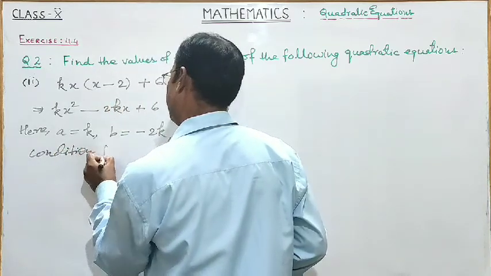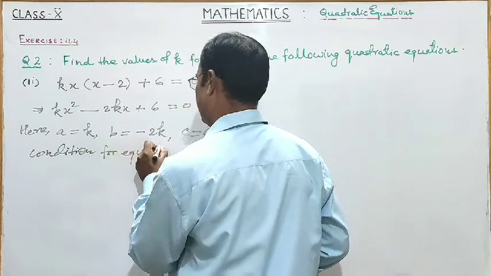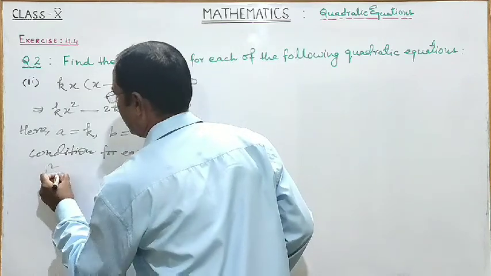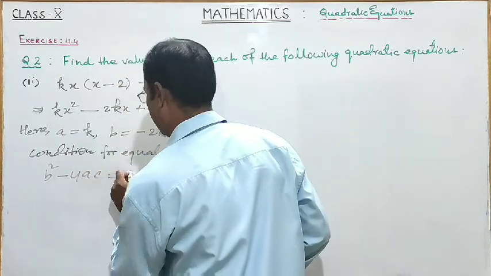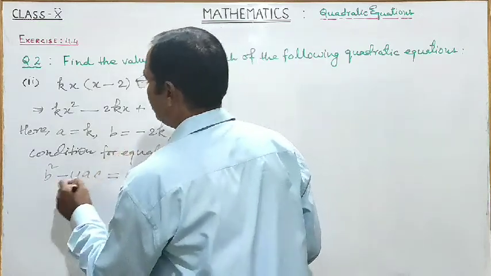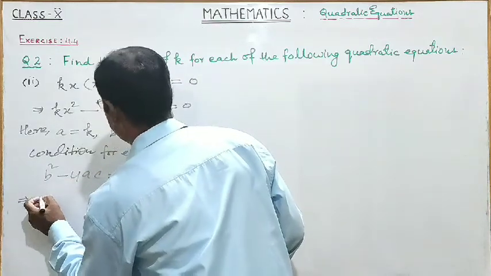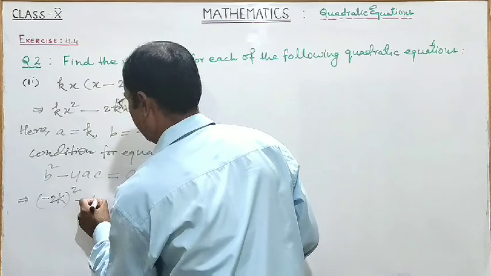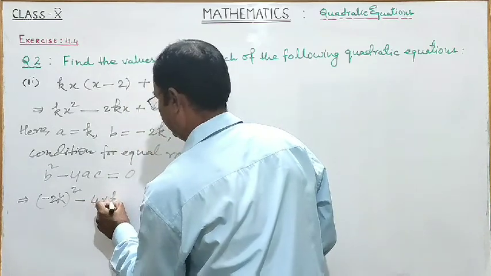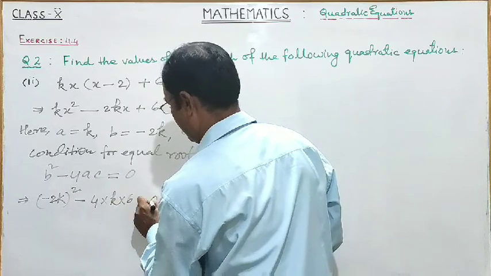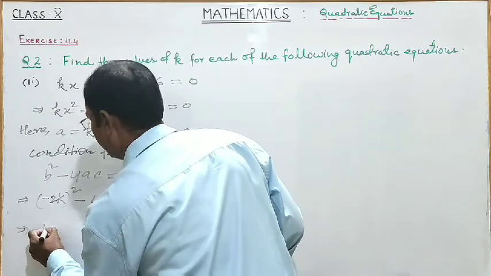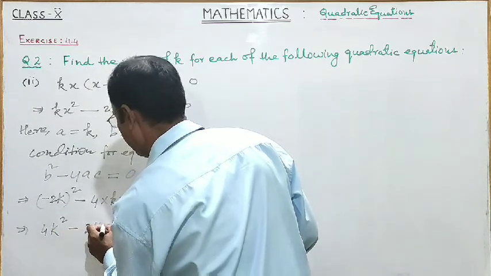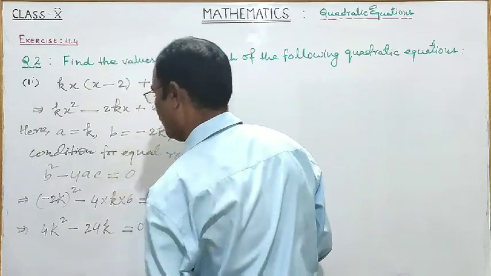So condition for equal roots is b square minus 4ac is equal to 0. Put the values of a, b, c in this equation. Minus 2k whole square minus 4 into k into 6 equal to 0. 4k square minus 24k equal to 0.